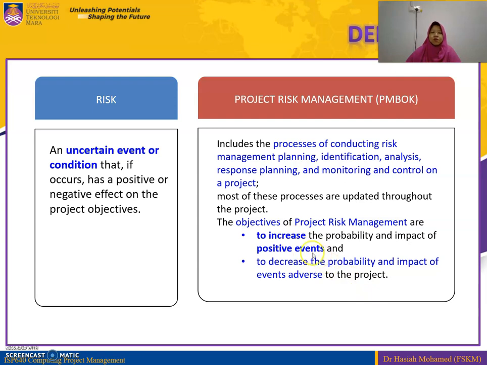The objectives of project risk management are, first, to increase the probability and impact of positive events, and number 2, to decrease the probability and impact of events adverse to the project. So the main objective of project risk management is to increase the positive impact and to decrease the negative impact.